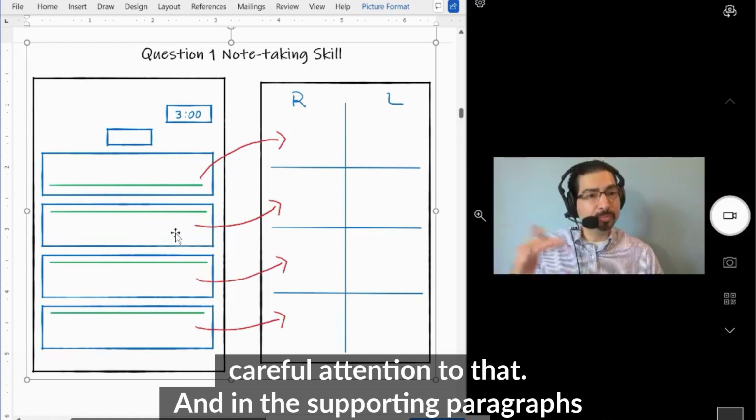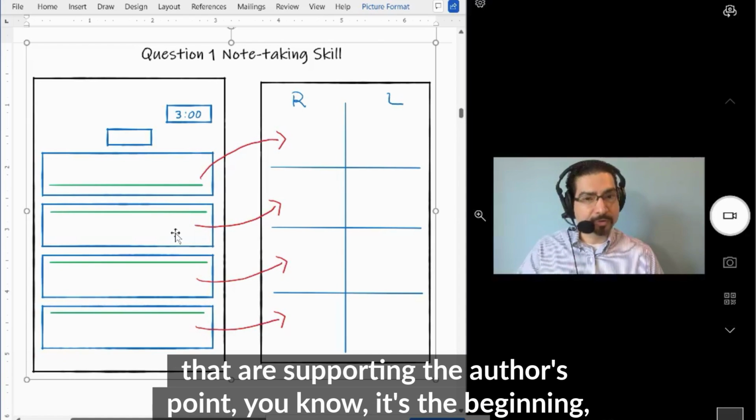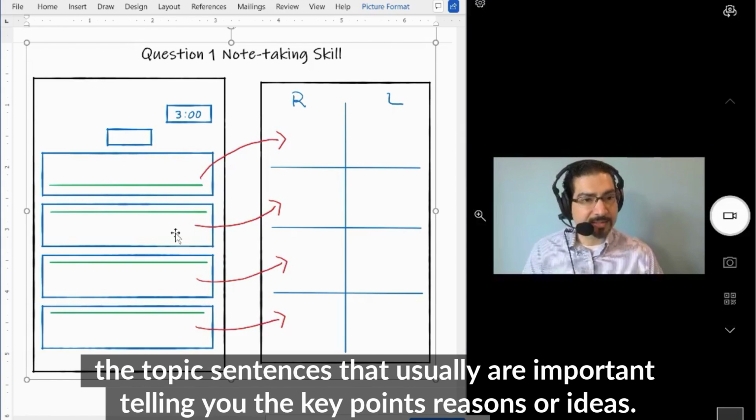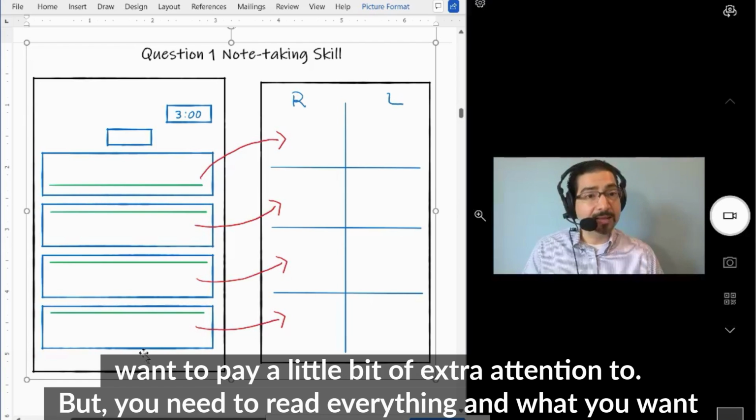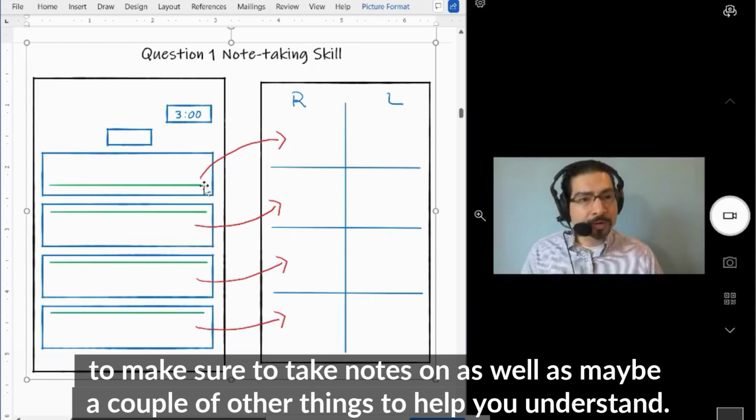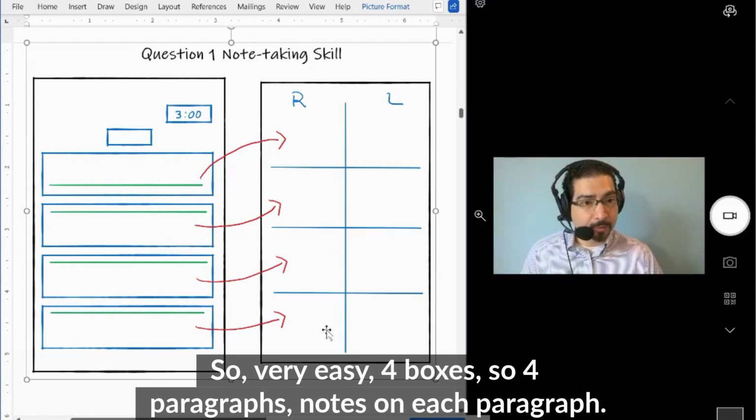In the supporting paragraphs that are supporting the author's point, it's the beginning topic sentences that usually are important, telling you the key points, reasons, or ideas. So you see that the green lines represent what you want to pay a little bit of extra attention to, but you need to read everything, and what you want to make sure to take notes on, as well as maybe a couple of other things to help you understand. So, very easy, 4 boxes: 4 paragraphs, notes on each paragraph.